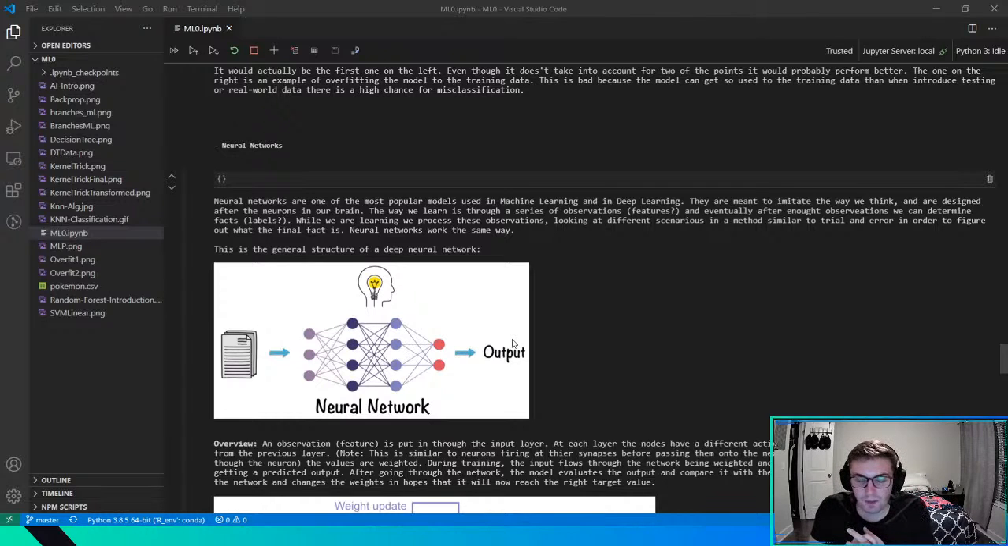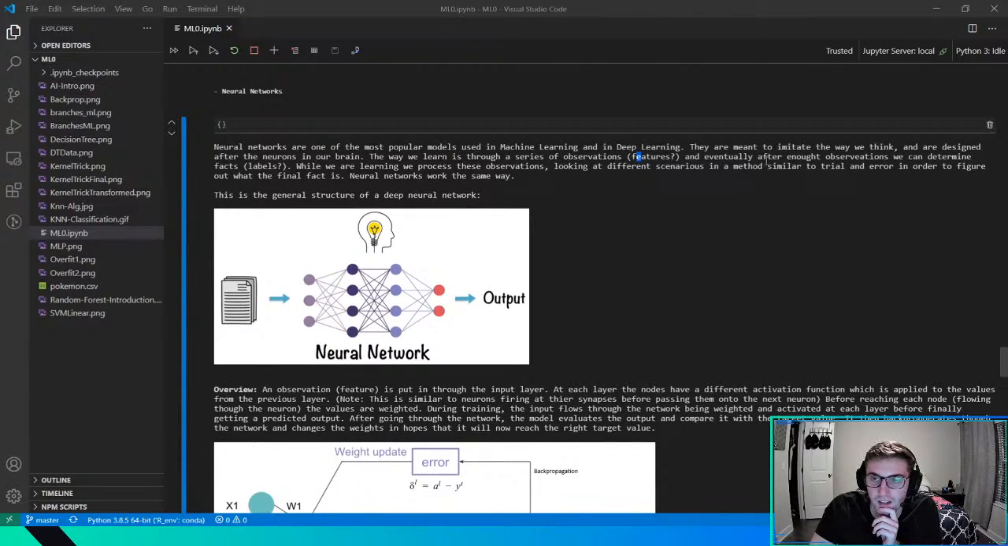Basically, they are modeled after the human brain, and so "neural" kind of comes from it. But as you can see, let me read it. Neural networks are one of the most popular models used in machine learning and in deep learning. They're meant to imitate the way we think, and they're designed after the neurons in our brain. The way we learn is through a series of observations, features, and eventually, after enough observations, we can determine facts, labels. While we are learning, we process this information, looking at different scenarios and methods of trial and error in order to determine.